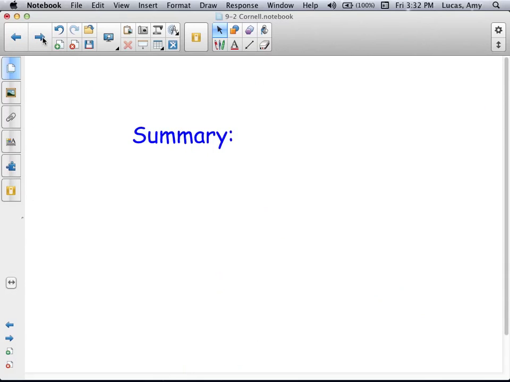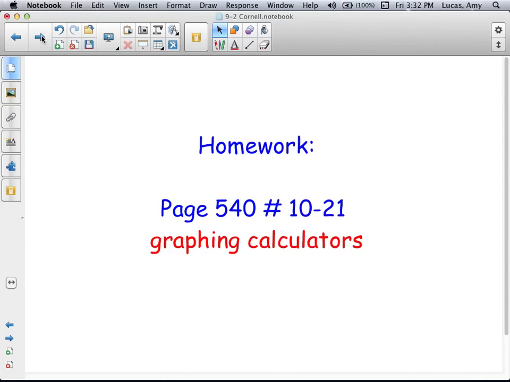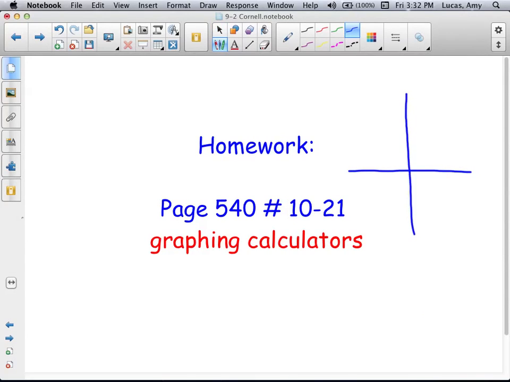You should be able to write a summary now. And here are your homework problems. If you're using a graphing calculator, I want to see just a little sketch. So for example, it doesn't have to be exact, but I want to see a little sketch that shows where your parabola is, and then on an example like this, this would be no solution. So you can do empty set or no solution.